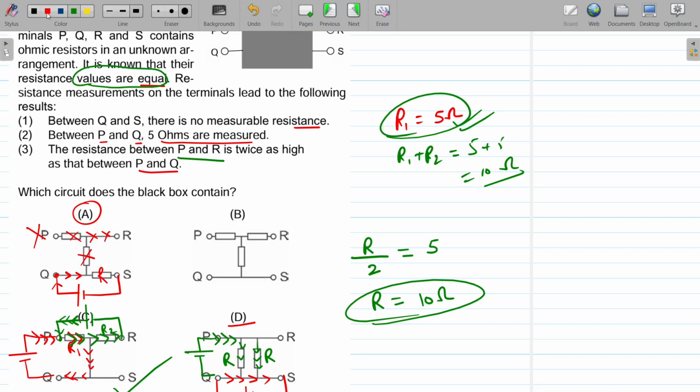The third condition, the resistance between P and R. If you apply the cell between P and R, the current will flow like this. It means there is no measurable resistance between P and R, so obviously the third condition is not satisfied here. So this should not be our answer. The only answer is option C. I hope you have understood this question.